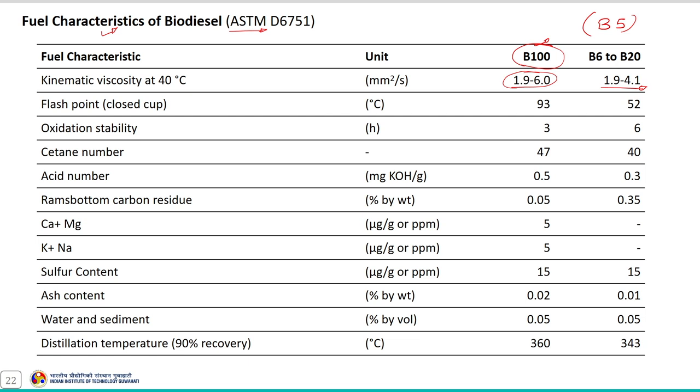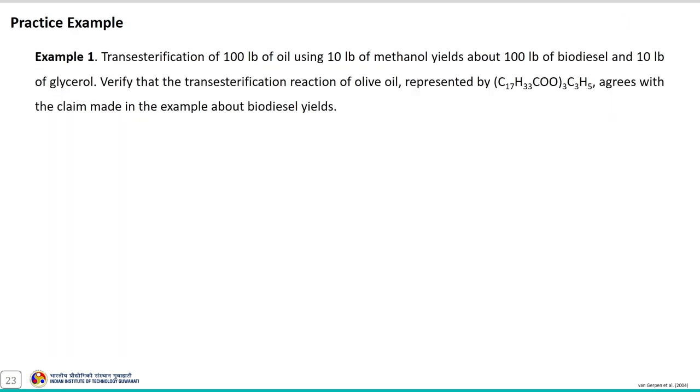So after learning about this transesterification process and its mechanism, as well as the parameters which affect the transesterification process, let us try to solve one example to calculate the maximum biodiesel yield. So in this example, the transesterification of 100 pound of oil using 10 pound of methanol yields about 100 pound of biodiesel and 10 pound of glycerol.